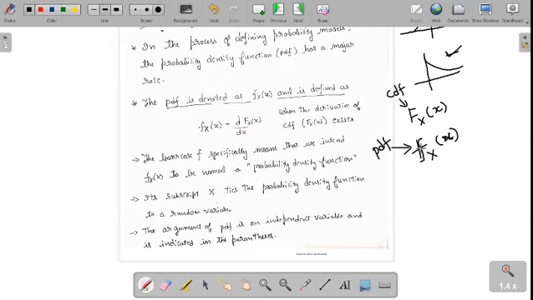Next you need to know how to get this PDF. We will be making use of the CDF to calculate the PDF. So the definition is, if you need to find the PDF, f_X(x) equals the derivative, d/dx of the CDF. If you take the derivative of it, you will be getting the PDF. Okay, clear with that?